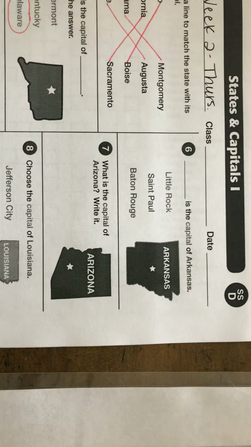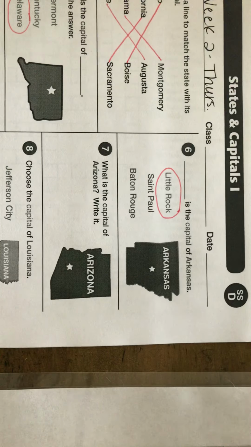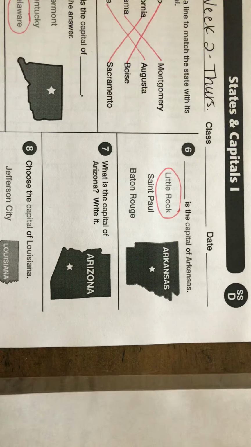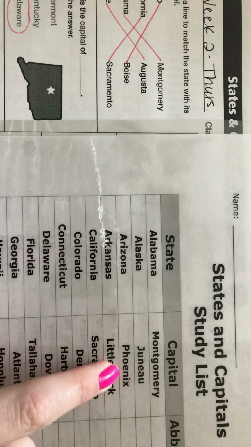There we go. All right, back up to the top. Number 6, what is the capital of Arkansas? We just talked about that. That is Little Rock. Number 7, what is the capital of Arizona? Write it. All right, Arizona, right here. Phoenix.